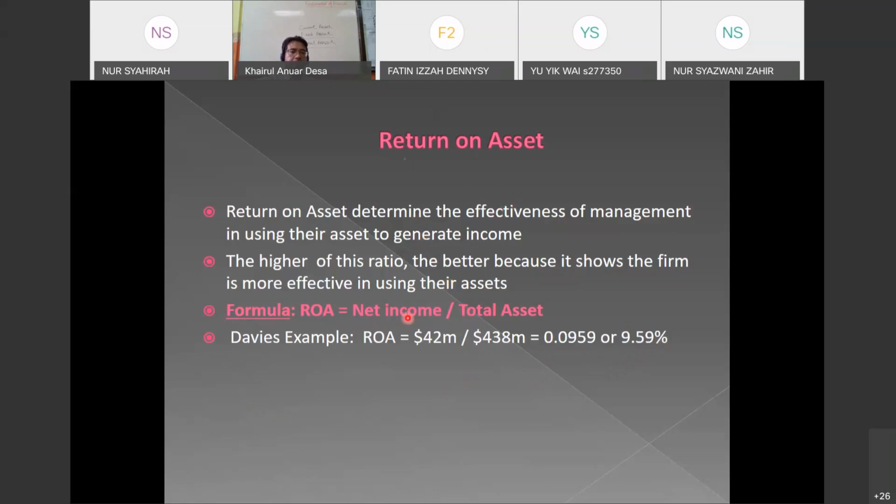Actually, this ROA is the quite important result, and always seen by the prospect investor when they decide, okay, to invest or not to invest to the company. Ini adalah salah satu aspek yang selalunya diperhatikan oleh para pelabur sebelum mereka membuat keputusan untuk melabur di dalam sesebuah syarikat.